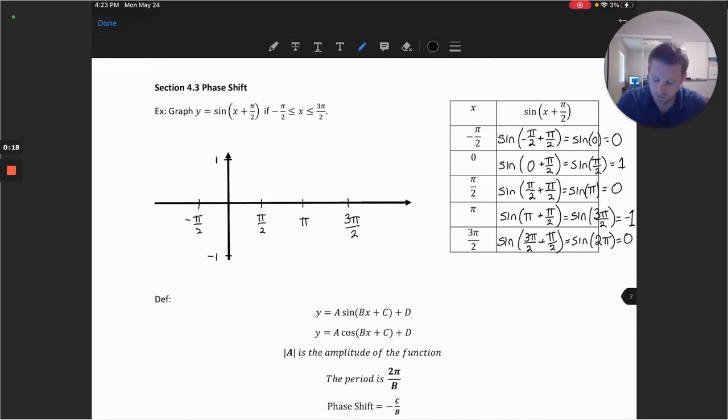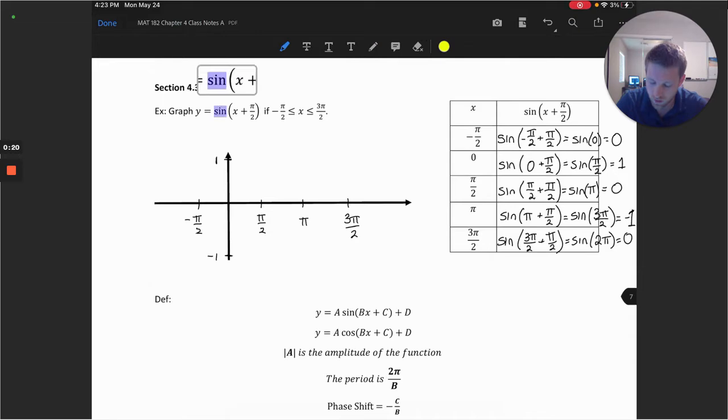I want to take a short while to talk about this phase shift idea with the function sine of x plus pi over 2. If I wanted to graph this over the interval negative pi over 2 to 3 pi over 2, I can first just consider a table to get comfortable with where this function is going to be at these points. So I have a table here on the right side that gives us the functional value at each of these points every pi halves as we go through this interval.